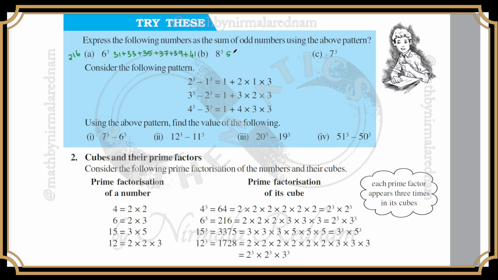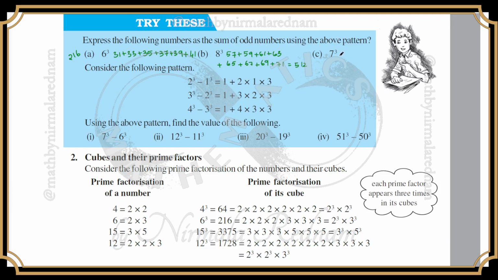Next I have 8 into 7 is 56 plus 1 is 57. So from 57 I will write down 8 odd numbers. Okay, so this is 4. I'm going to write in the next line. I have 5, 6, 7 and 8. So this is the value of 8 cube, and the answer is going to be 512. You can check it. 8 cube is 512.